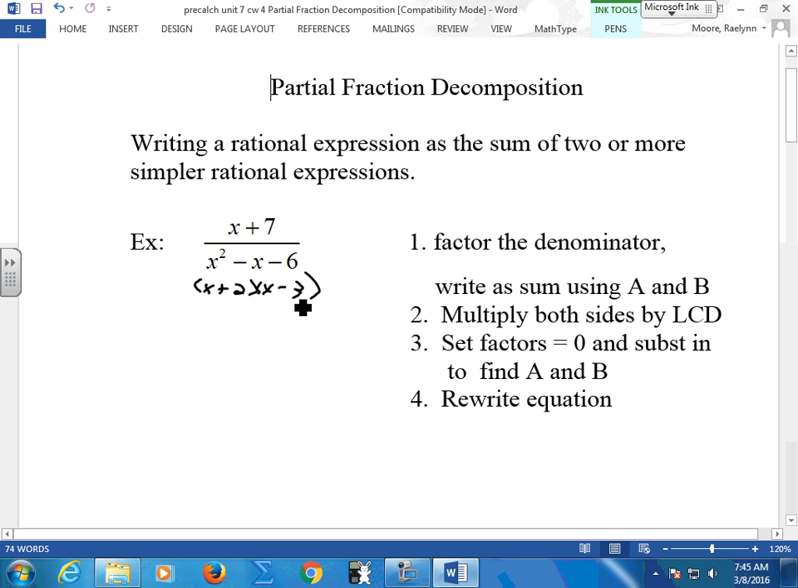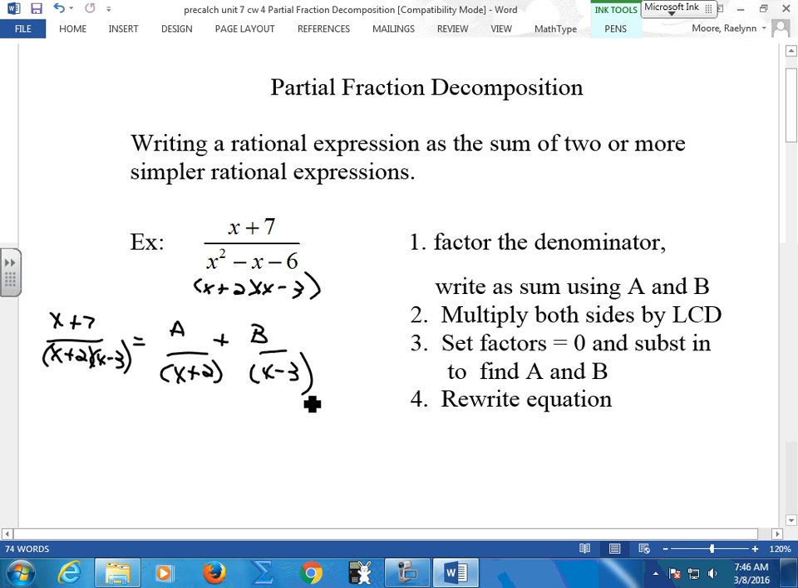X minus 3, okay? So we're going to rewrite this guy. And we're going to set it equal to the sum using A and B of both of those factors. Doesn't matter which one we put first. Then, it's an equation, so we're going to find the least common denominator, which is your set of factors, right? And we're going to multiply everybody by x plus 2, x minus 3.